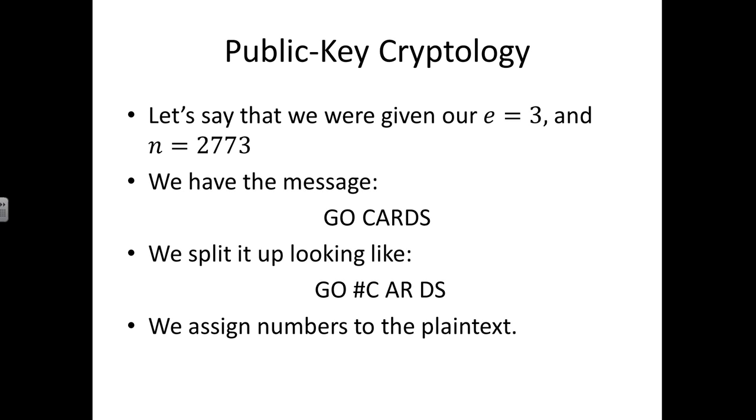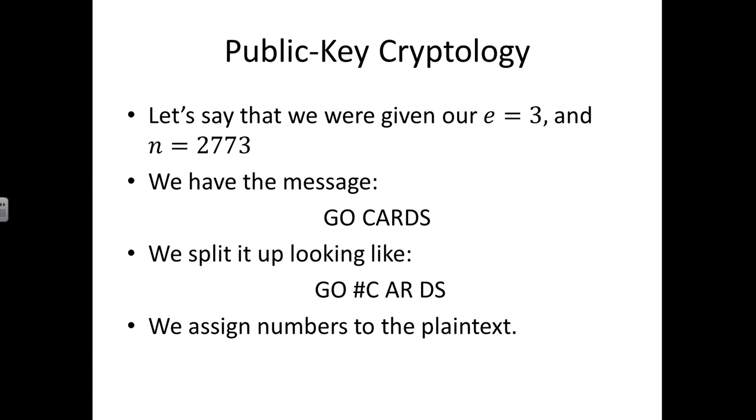We are going to split up the message so that each value does not exceed 2,773. In this grouping, we split them up as 2 digits per letter. So the space is 00, whereas A is 01, B is 02, etc., all the way until we get to Z, which in this system will be 26.